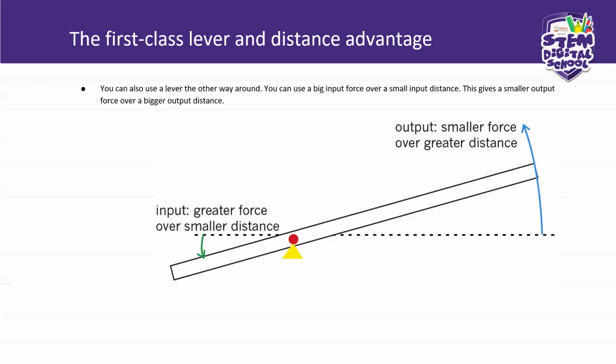Looking at this, I want you to imagine the crane. You can also use a lever the other way around. You can use a big input force over a small input distance. This gives a smaller output force over a bigger output distance.